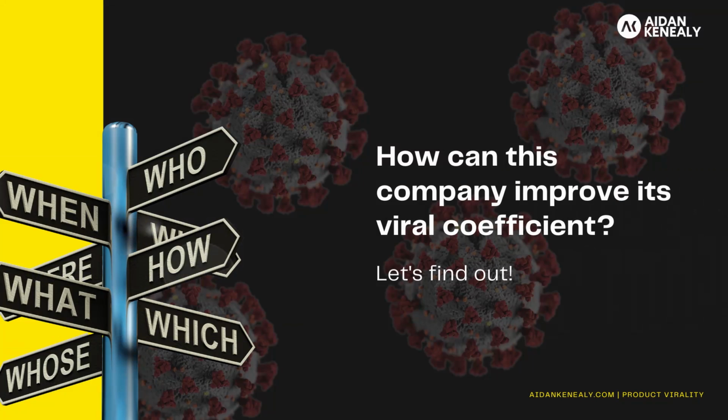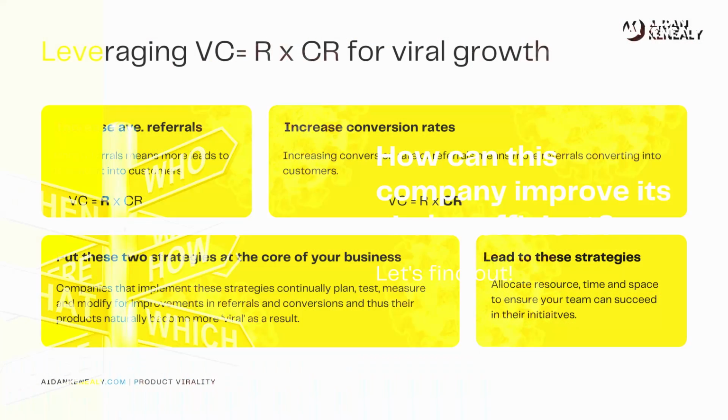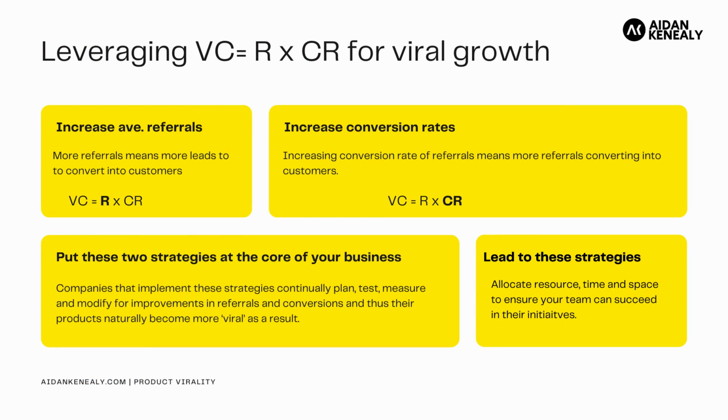So this now begs the question for our company. How can this company improve its viral coefficient? It's a good question, and let's find out. In practice, the answer to product virality is pretty simple. As the formula outlines, any increase in referrals, conversion rates, or both will result in an increase in the viral coefficient. Therefore, there are 2 key strategies a company can implement to improve product virality. The first is a strategy of increasing referrals, and the second is a strategy of increasing conversion rates.